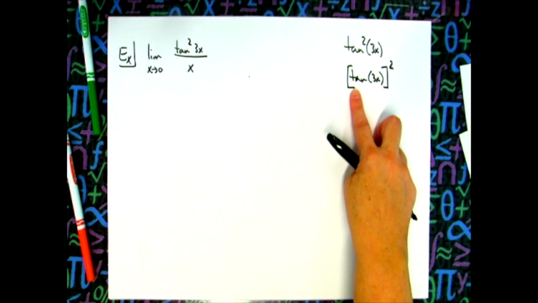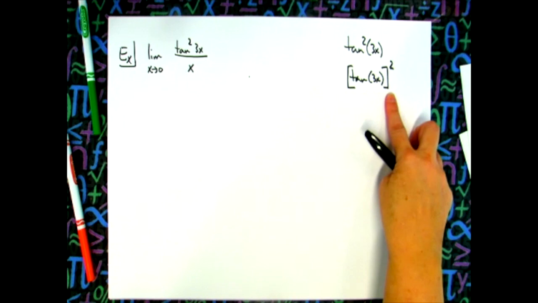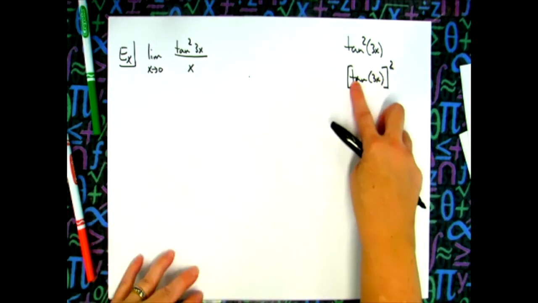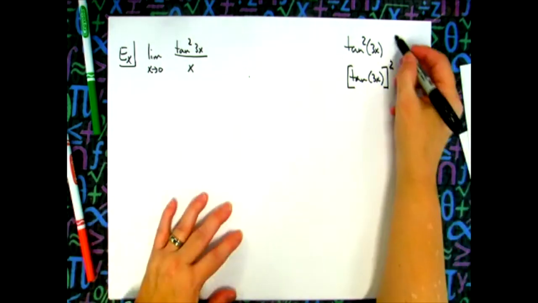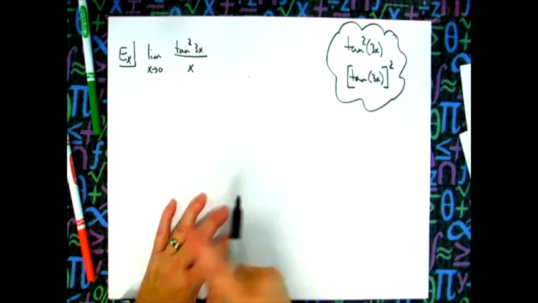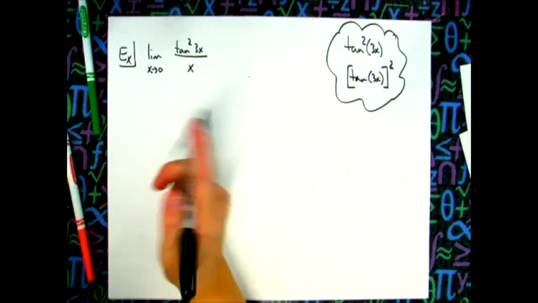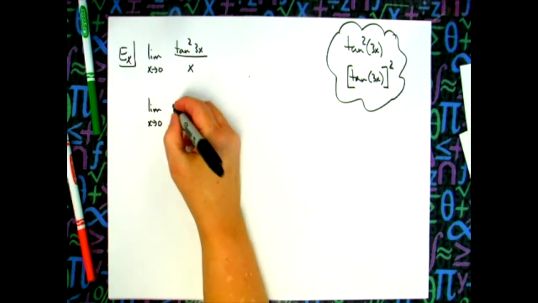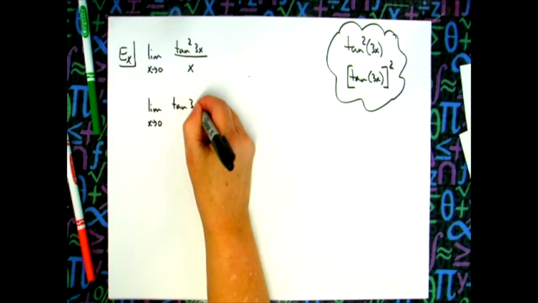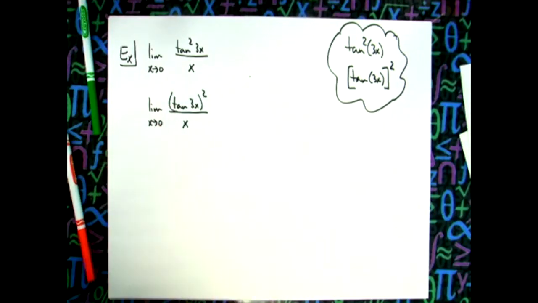We are going to, in our work, especially when we get to derivatives, take this and rewrite it like this so that we can clearly see this is the base and this is the exponent. I'm taking this and multiplying it twice. So knowing that, let's make that our first algebra step. The limit as x approaches 0, tangent 3x to the second power all over x. All I did was an algebra step there, no limit, nothing.